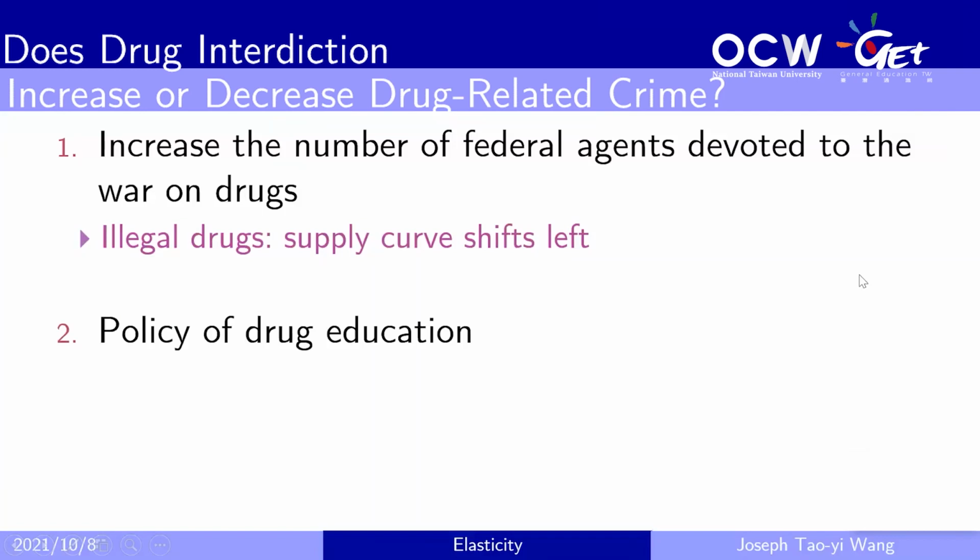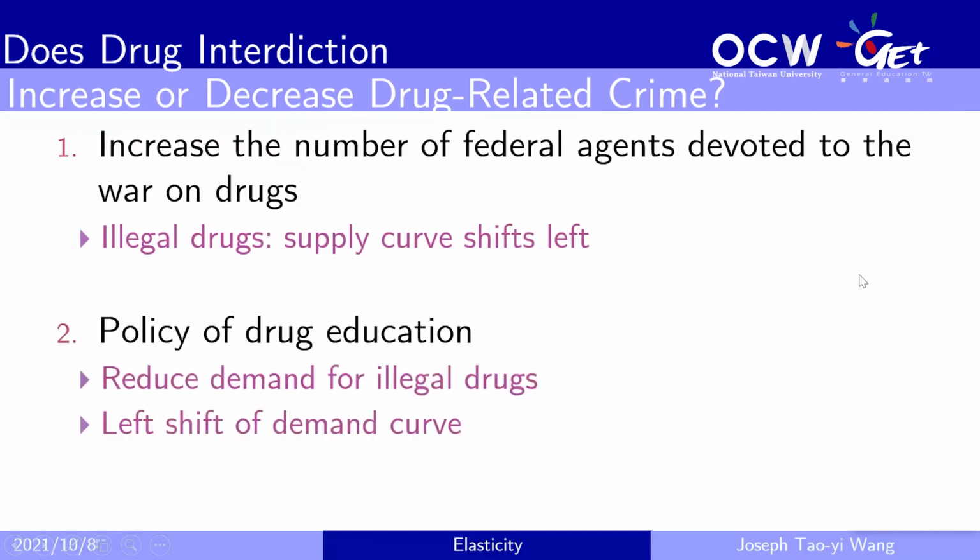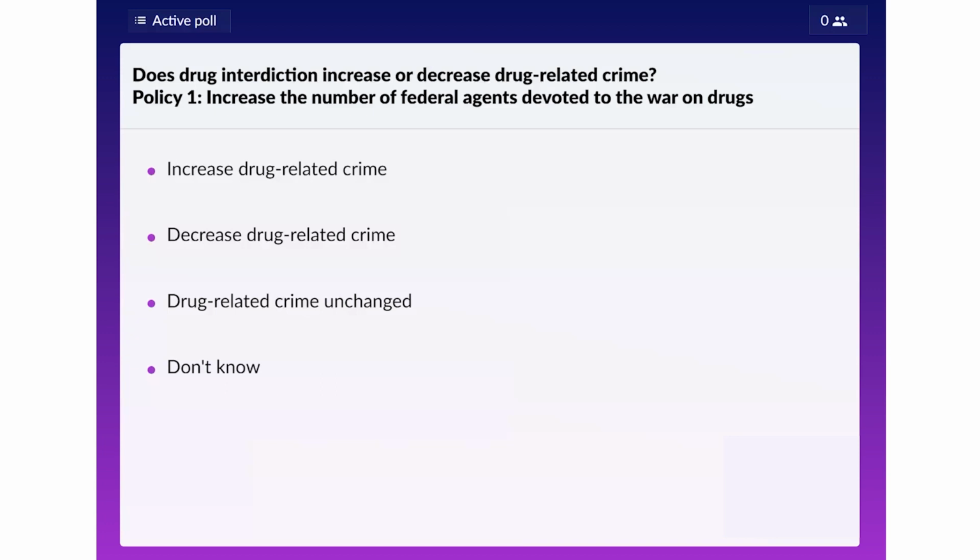The other one is, how about we go to the schools and do drug education? So you're going to reduce the demand for illegal drugs. You're going to shift the demand curve to the left. Question, which one would decrease drug-related crime more than the other? All right, so this is actually not a quiz. This is a poll. Does this policy increase or decrease drug-related crime? If you increase the number of agents fighting the war on drugs, would this increase drug-related crime, decrease drug-related crime, or leave it unchanged?